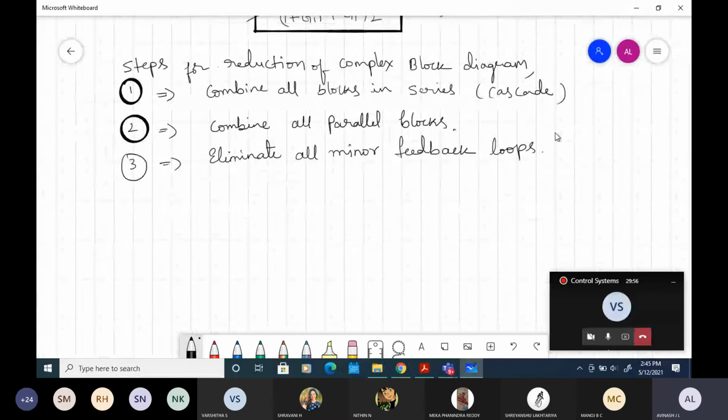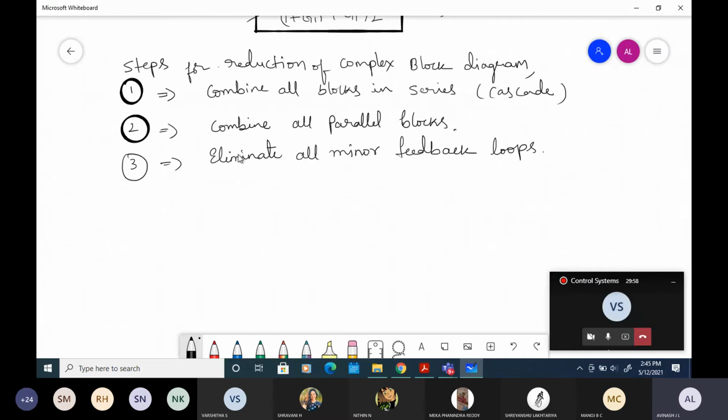So this is a simple block. We can go for only 3 steps, but some complicated block diagrams will come. At that particular time, only 3 steps are not enough. At that time, what we need to do is take Step number 4. So follow this particular step very carefully. Step number 4.